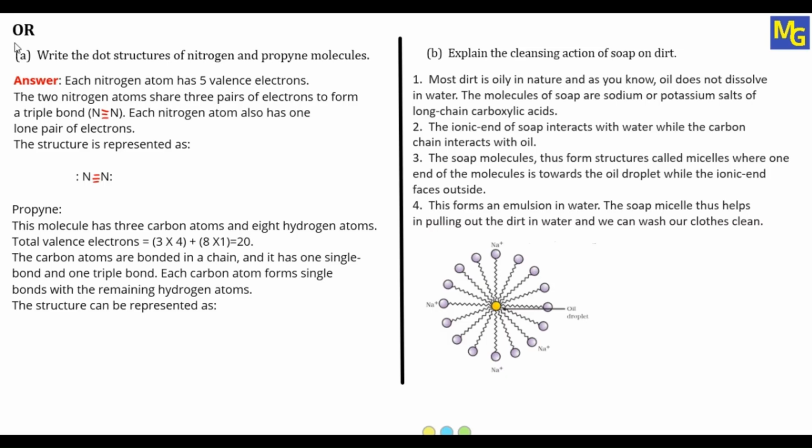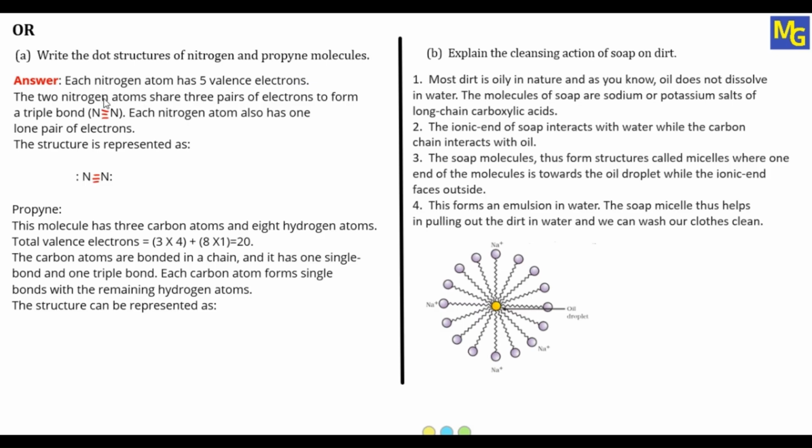Now the next is the OR question. It is again divided into A and B. We will start with A. Write the dot structures of nitrogen and propyne molecule. So here we have to write the electron dot structure for nitrogen and propyne. Nitrogen is nothing but the N2 molecule, and propyne is the compound having 3 carbons and 1 triple bond, that is called propyne.